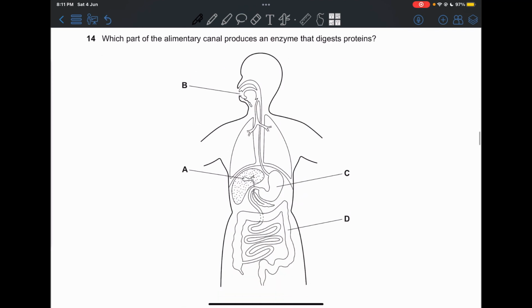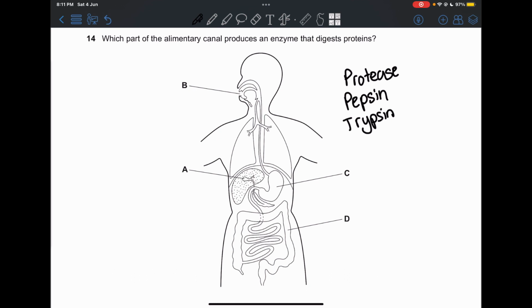Now, number 14, which part of the alimentary canal produces an enzyme that digests protein? Now, we know that protein can be digested by protease, or pepsin, or trypsin.